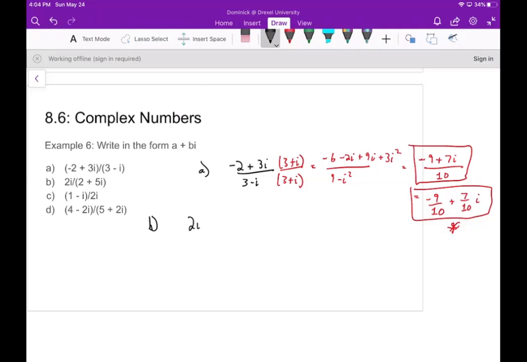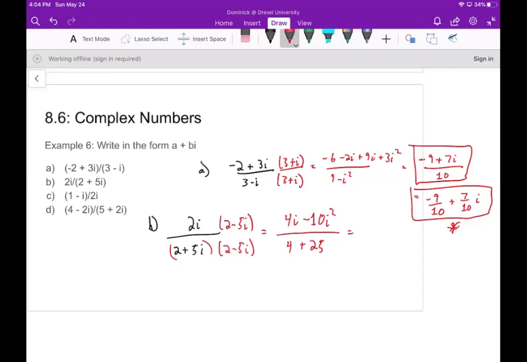Now in part B, we have 2i over 2 plus 5i. So in this case, my conjugate is 2 minus 5i. And we get a 4. And then once we cancel our middle terms, we have 5 times negative 5, which is a negative 25, and then we'll have i squared, so it'll become a plus 25. And then in the top, we'll have a 4i minus 10i squared. So we're going to get a positive 10 plus 4i, and each of these will be over 29.